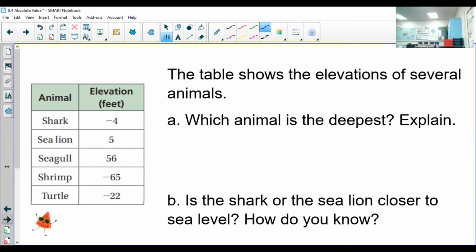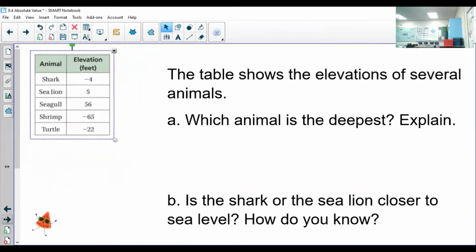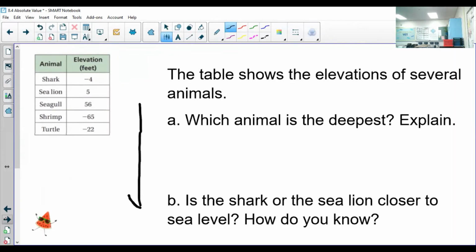I think the first thing I'm going to do is make this just a little bit smaller so I can make myself a number line. And you know what elevation is, right? We've got 0 in the middle, and then all the water is down below, and then birds and airplanes are up high, right? So a shark is going to be at -4. So I'm going to put a shark right here. And a sea lion is going to be +5. So I'm just going to abbreviate sea lion. A seagull is 56. Now that's quite a bit higher.